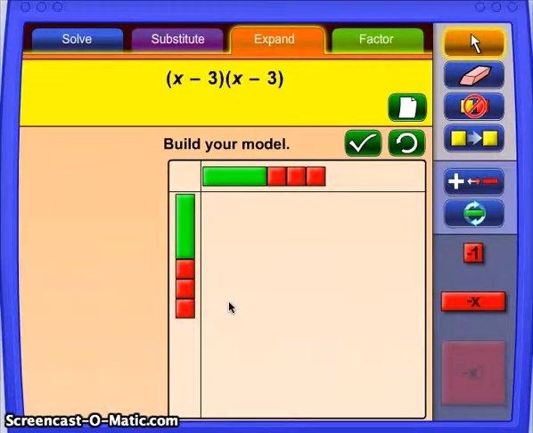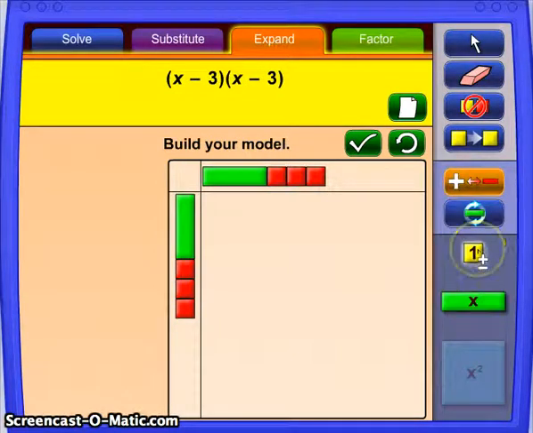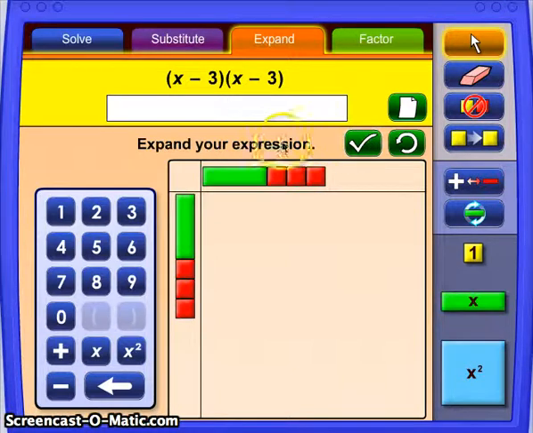And for every problem you have, after you're done building it, you will always have a rectangle on the inside. So we're finding this area, or this times this. So x times x, we know is x². Oh, so it's not letting me click this because we forgot to check the check button. Gotta check our model. Okay, so now it's telling us it's correct, and it's telling us to expand your expression. So again, x times x is x².